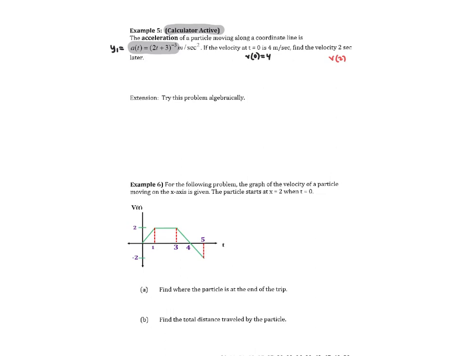what you're going to want to do, you guys, is visualize this as the integral from 0 to 2 of a of t. Right? The integral from 0 to 2 of a of t gives us v at 2 minus v at 0. Equivalently would be v of t evaluated from 0 to 2. All right, so again, extension here. We're not going to do that right now, at least yet. Let's get to the calculator.